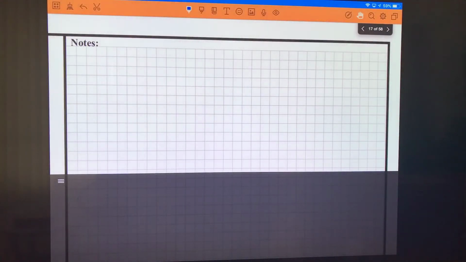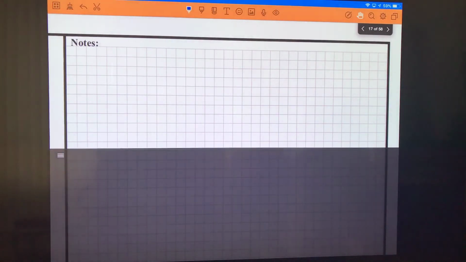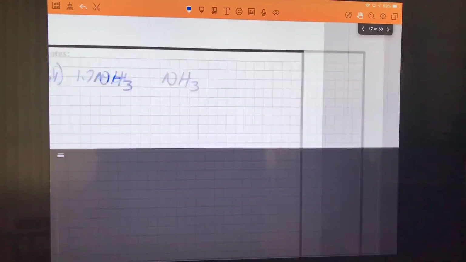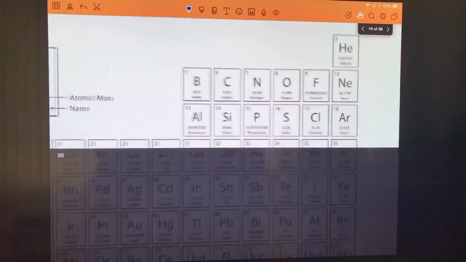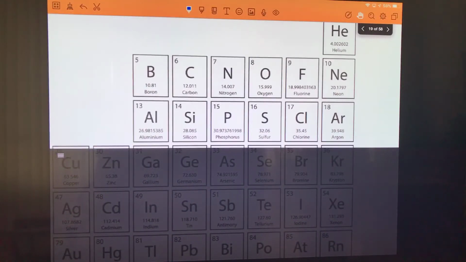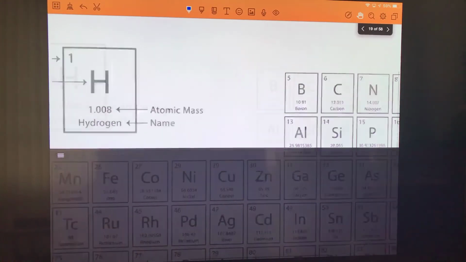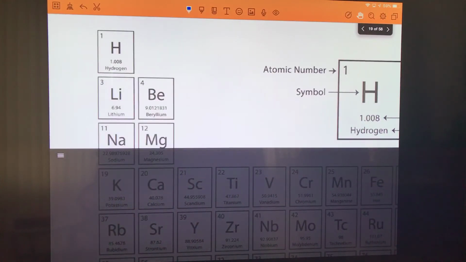There we go. Okay, so first question was 1.7 moles of NH3. Okay, so we just need to figure out the molar mass of NH3. So I'm going to go over to my periodic table, and I'm going to look up nitrogen. And nitrogen has a mass, we're going to round to whole numbers, so it has a mass of 14, and hydrogen has a mass of 1.